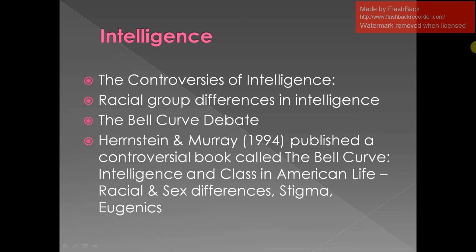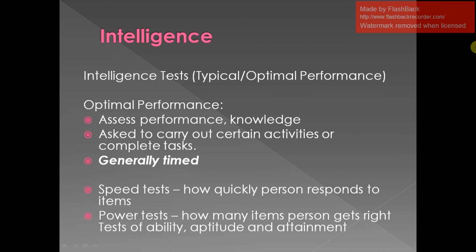Stigma, so people stating that intelligence is a controversial topic and feeling shamed and disapproved by the idea of being classified in a certain intellectual category. Eugenics is about improving the quality of the human species by discouraging reproduction of individuals that were less intelligent because of their genetic defects. Now, there's many types of intelligence tests, and usually they look at typical and optimal performance.